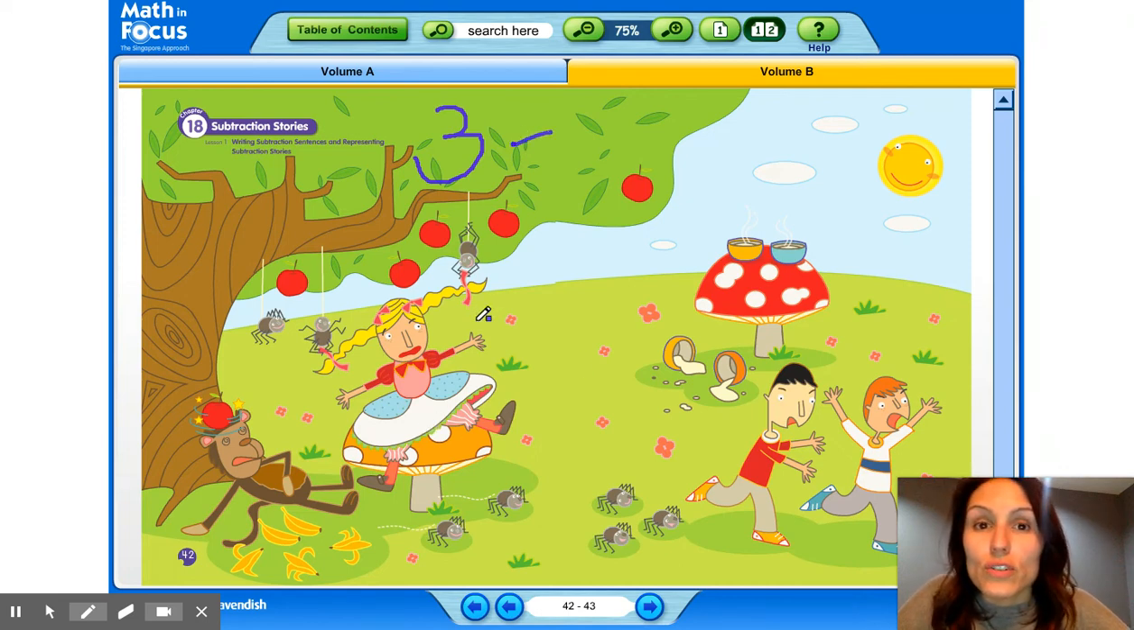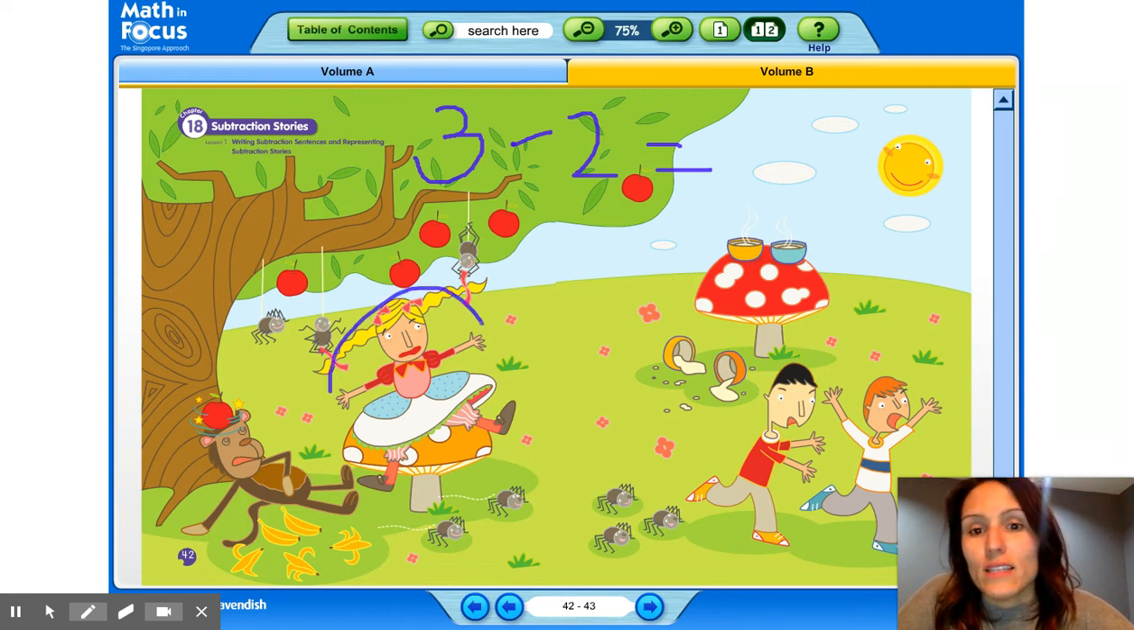How many children do you see in this picture that are running away? Go ahead and count them real quick for me. Okay, so I hope you got 2. There were 2 children running away. So we have 3 children altogether minus those 2 children running away equals how many children were left. So 3 children, take away these 2 equals how many were left.